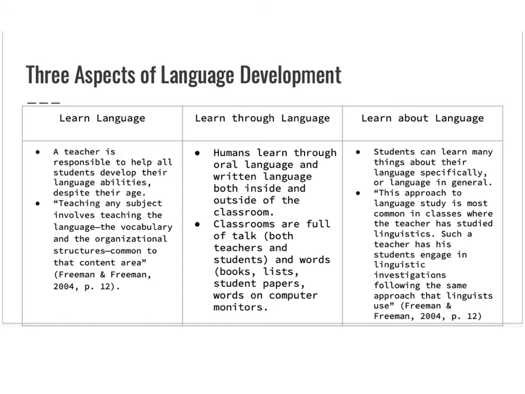Humans learn through oral language and written language both inside and outside of the classroom. Classrooms are full of talk, both from teachers and students, and words, such as books, lists, student papers, and words on computer monitors. The third aspect is learn about language. Students can learn many things about their language specifically or language in general. According to Freeman and Freeman, this approach to language study is most common in classes where the teacher has studied linguistics. Such a teacher has his students engage in linguistic investigations following the same approach that linguists use.